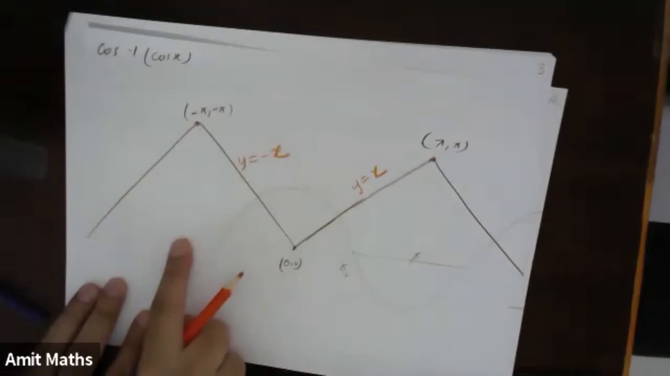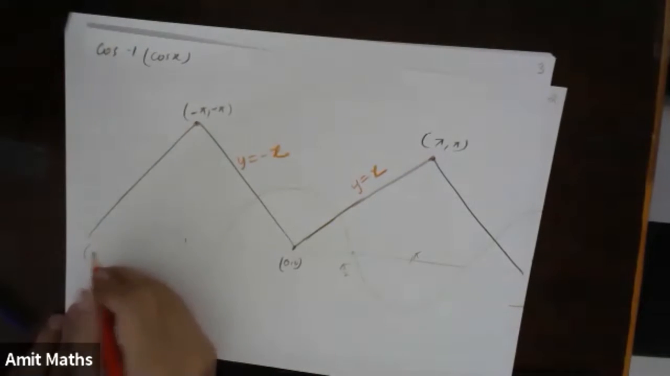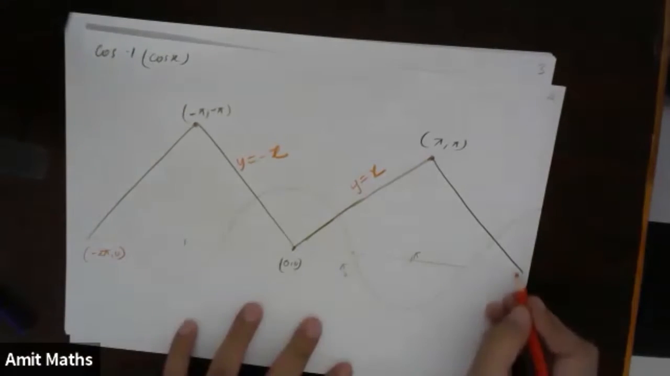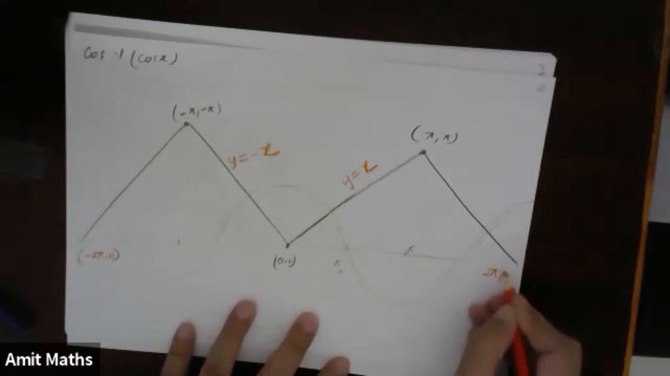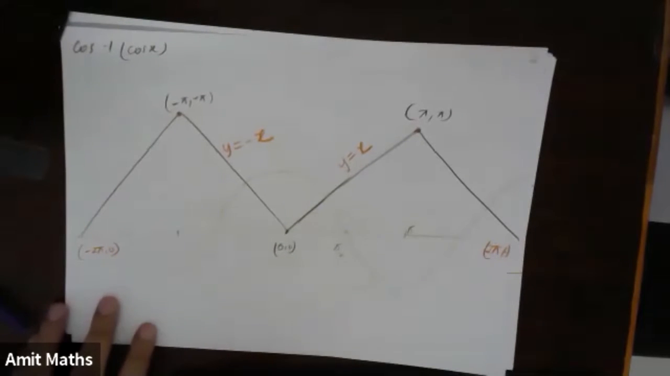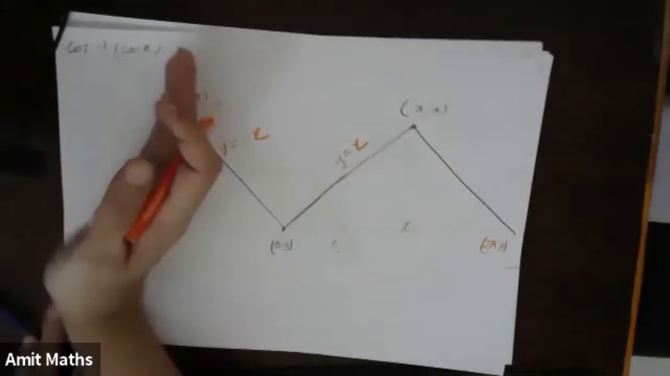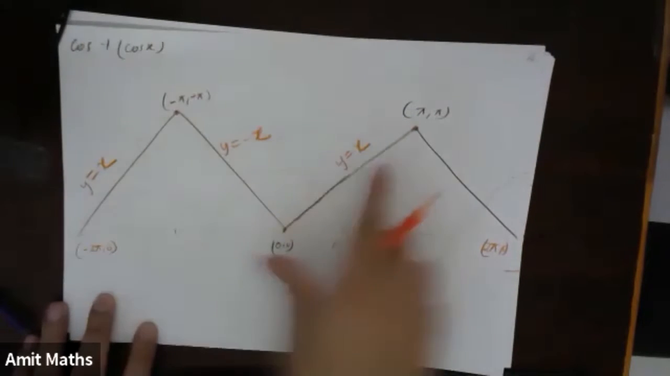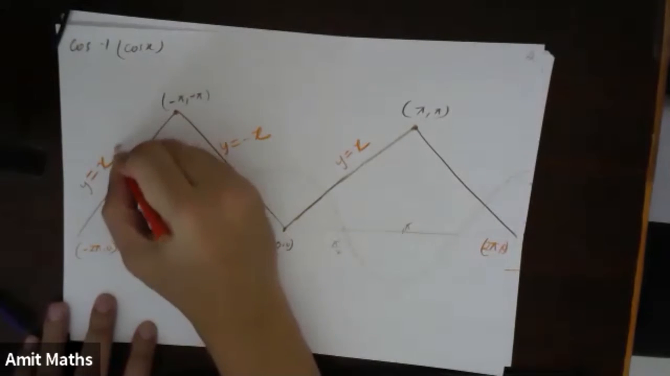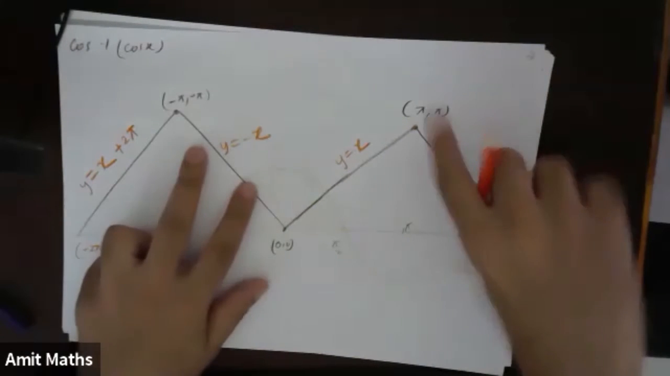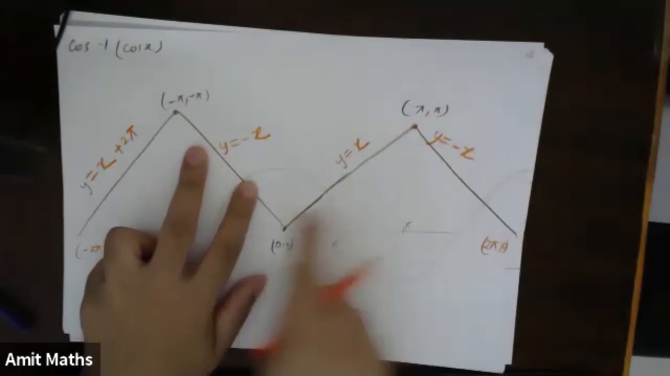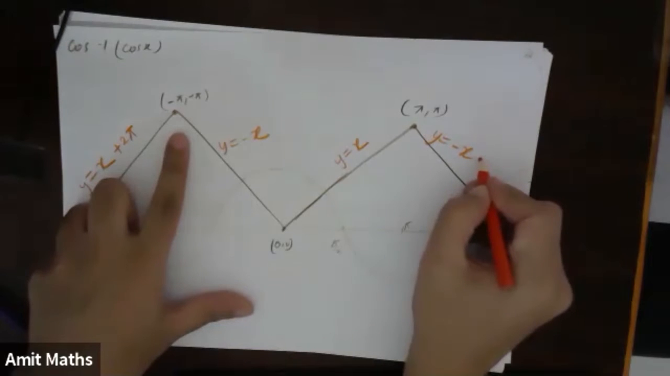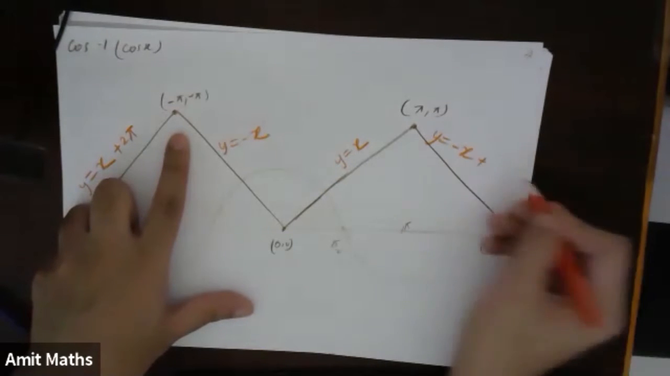This is pi. So what is this point? This point is minus 2 pi comma 0, and this point is 2 pi comma 0. So now tell me, what is the equation of this line? How much has this part been shifted? By 2 pi. So this line's equation will be y is equal to x plus 2 pi, because these are parallel lines. Very good. And this line will become y is equal to minus x, and what should be the x-intercept? Plus 2 pi. So again this will become plus 2 pi.